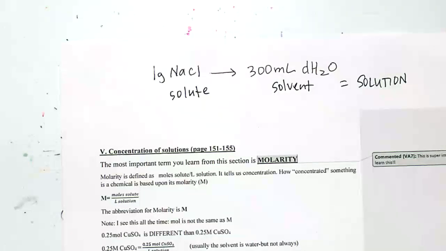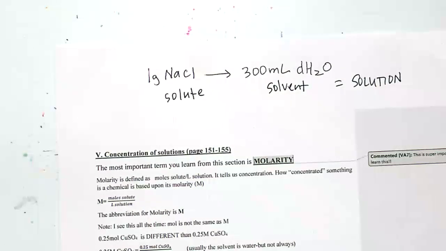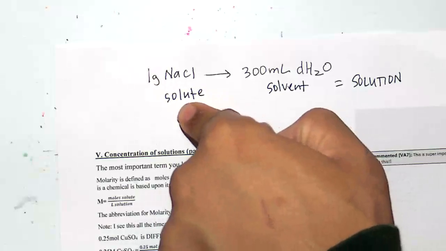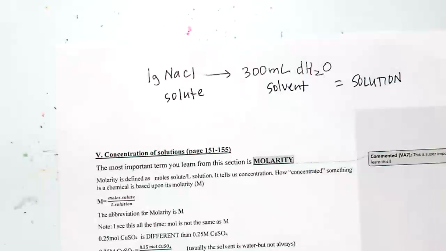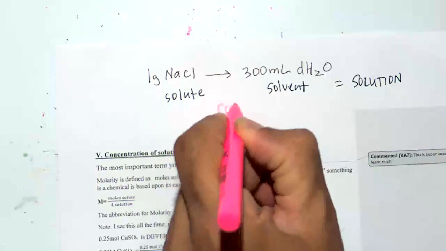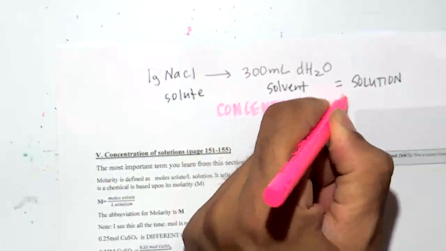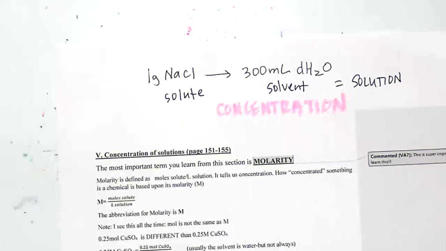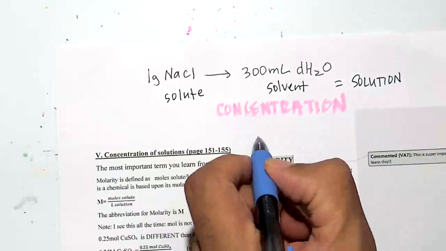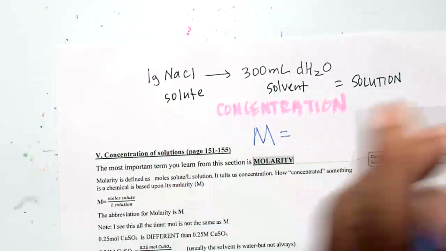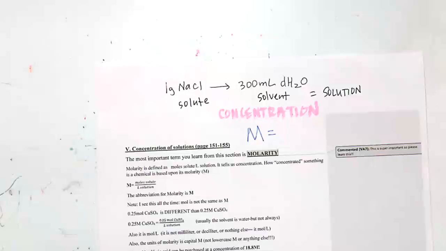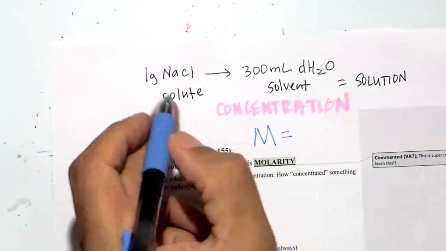So we need to label this with a concentration. This tells us how concentrated the solute is in our solvent. And here in chemistry, the concentration unit that we use is molarity, and it's big M. This is an important term: this big M stands for molarity.